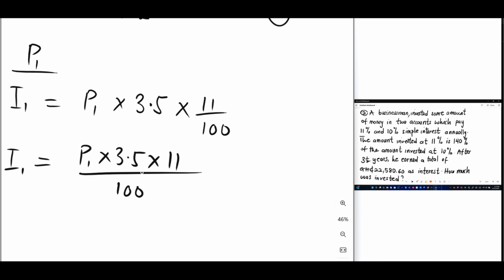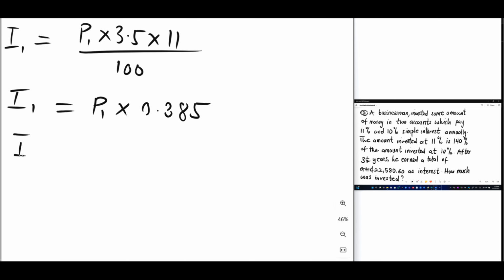Then you divide everything using your calculator, because you are allowed to use a calculator. And this is the result. We are getting our first interest, I1, to be P1 multiplying 0.385. So our first interest will be equal to 0.385 P1.